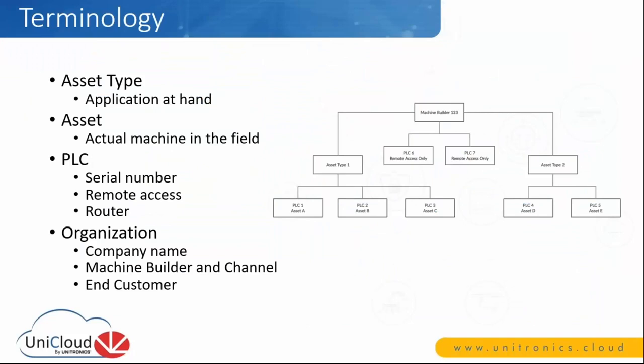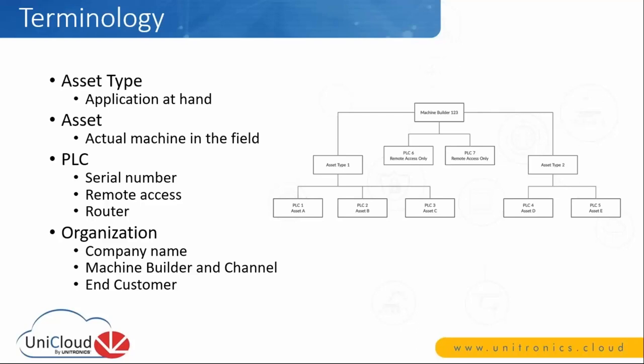Now, before we get too deep, I want to start with some terminology that will make today's experience a little bit easier to grasp. An asset type is the application at hand or the project that is running in the field. An asset is the actual machine that is tied to this project on the site.